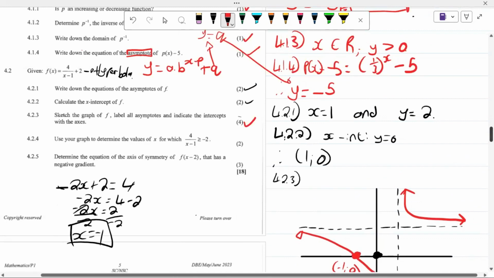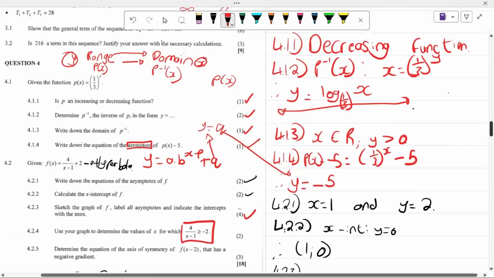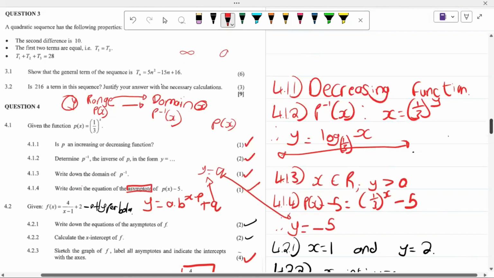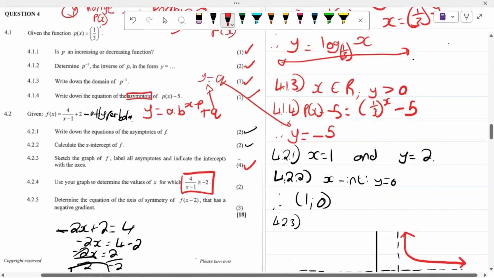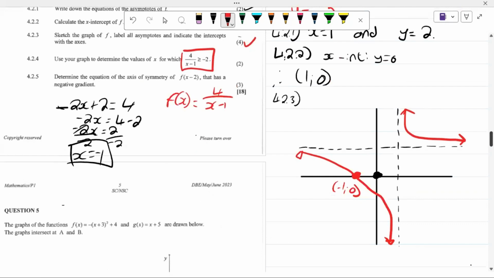Okay, 4.2.4, what do they say? Use your graph to determine the values of x for which 4 over x minus 1 is greater than or equal to negative 2, right? So with a question like this, already you are seeing this is familiar to my f of x, right? Because my f of x is 4 over x minus 1 plus 2.